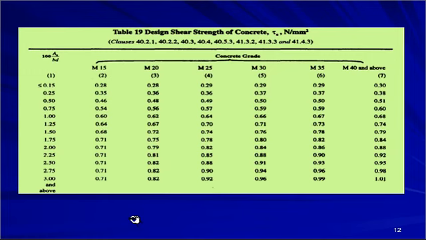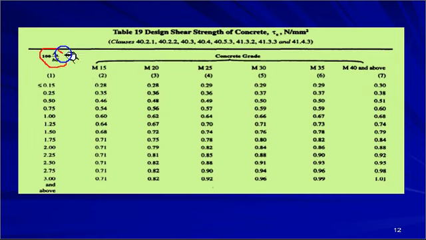So in the next slide, this table is given, which is given in IS 456 on page number 73. So if you study this table, you will observe different grades of concrete are given, starting from M15 to M40 and above. As the concrete grade increases, the value of tau C also increases. See, here it is 0.28, 0.28, 0.29, 0.29, 0.29 and 0.3.